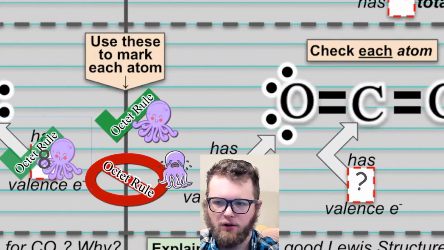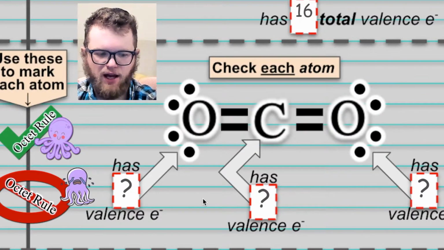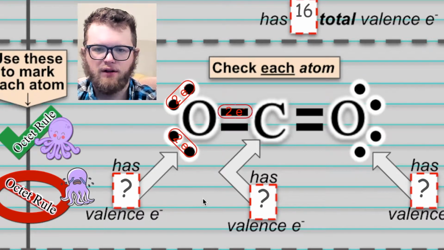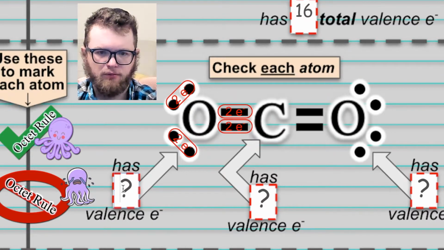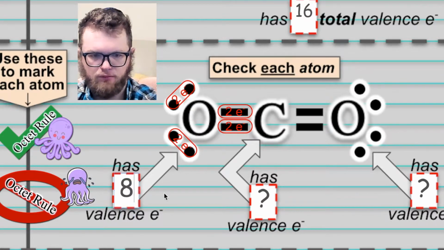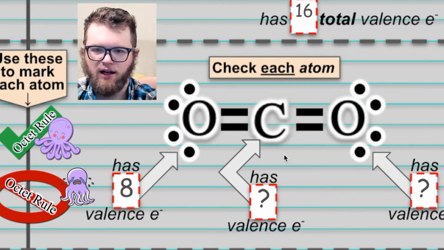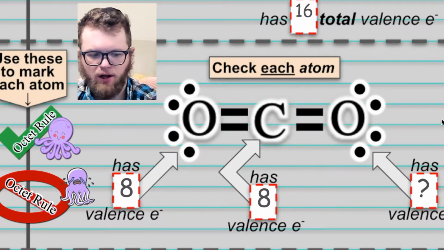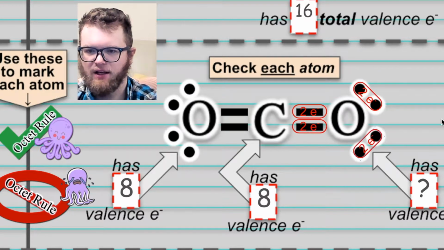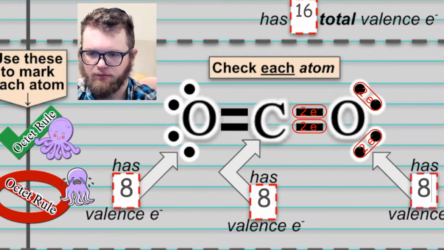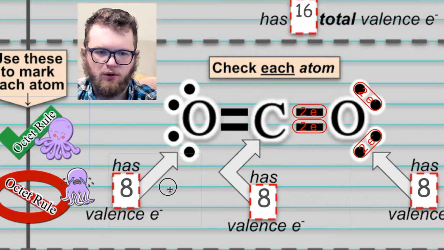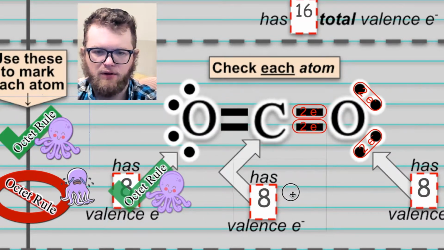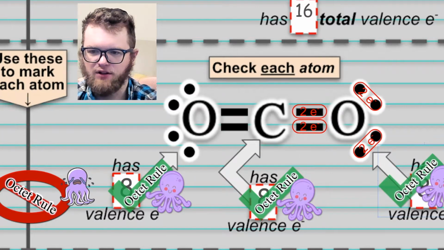Okay, let's look over here. This oxygen on the left has 2, 4, 6, 8 valence electrons. This carbon in the center has 2, 4, 6, 8 valence electrons. And this oxygen on the right has 2, 4, 6, 8 valence electrons. So this meets the octet rule, this meets the octet rule, and this meets the octet rule.